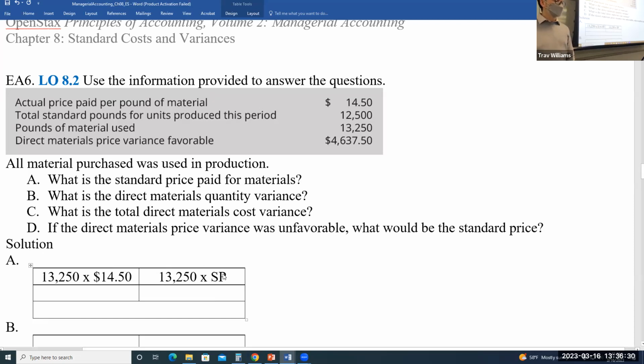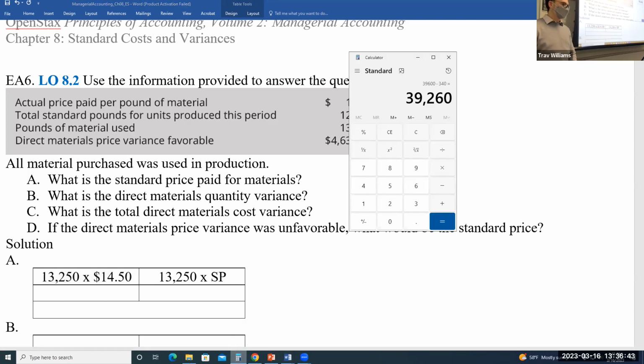And now we will be able to figure out the missing information. But how, you're wondering, right? How do we do that? Well, we're going to start over here since we've got all that information. We're going to take the actual quantity times the actual price. We get 192,125.